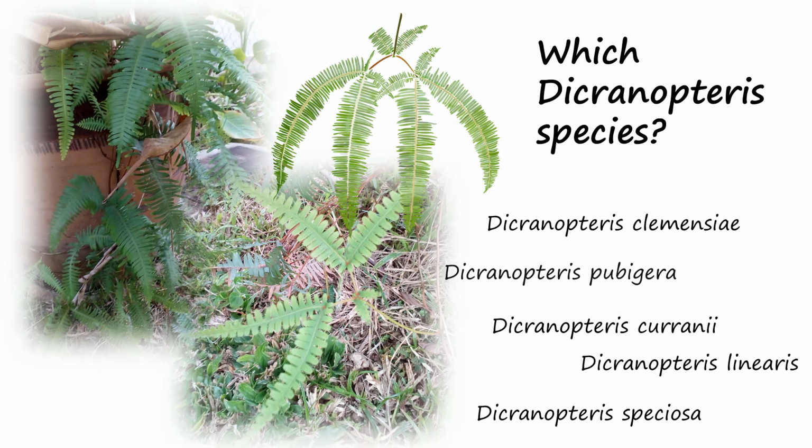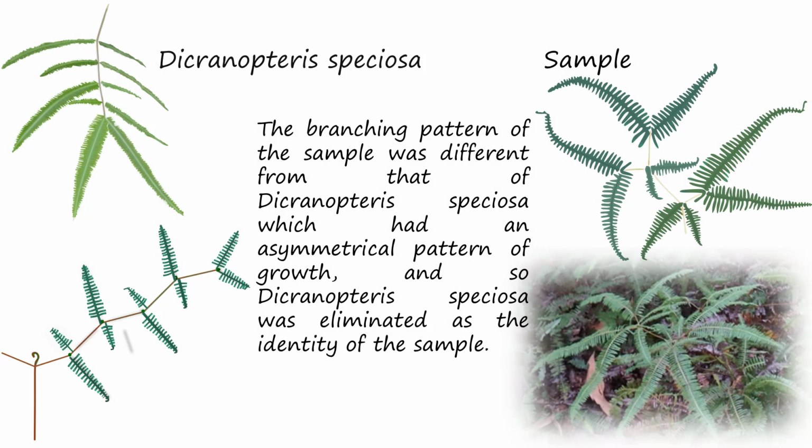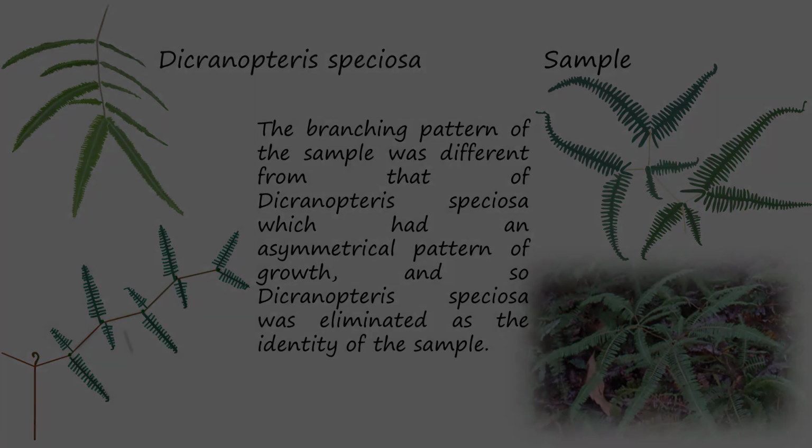After identifying the sample's genus, the next step was to determine the species. I limited my search to only those species reported as found in Malaysia, which are Gleicheniopteris curranii, Gleicheniopteris speciosa, Gleicheniopteris pubigera, Gleicheniopteris linearis, and Gleicheniopteris clemensiae. It was simplest to eliminate Gleicheniopteris speciosa as the identity of the sample because it has an asymmetrical pattern of growth not seen in the sample.